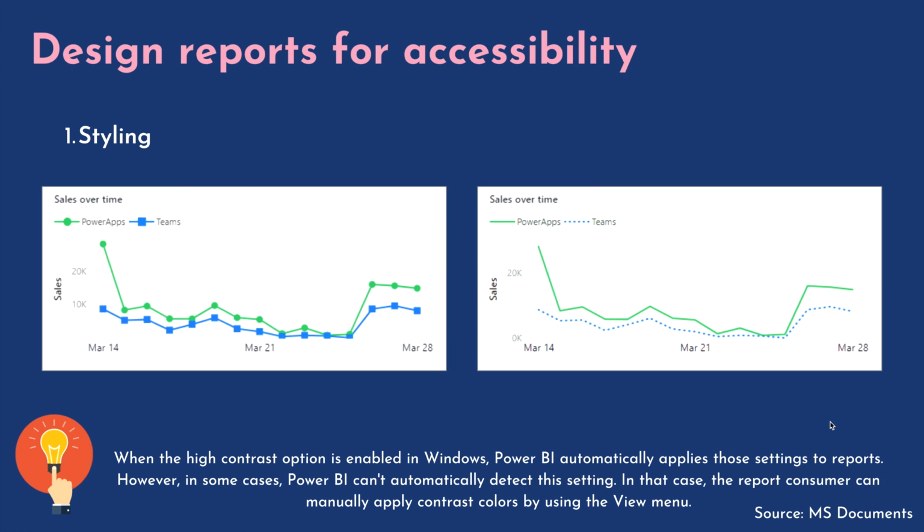Now comes the part where we design reports for accessibility. Here you should focus on the styling, and there should be a minimalistic design when you are designing any visualization. You can see this explicitly. On your left hand side, you can see the same graph which is on your right hand side, but the design is quite different. So you can follow this kind of approach.